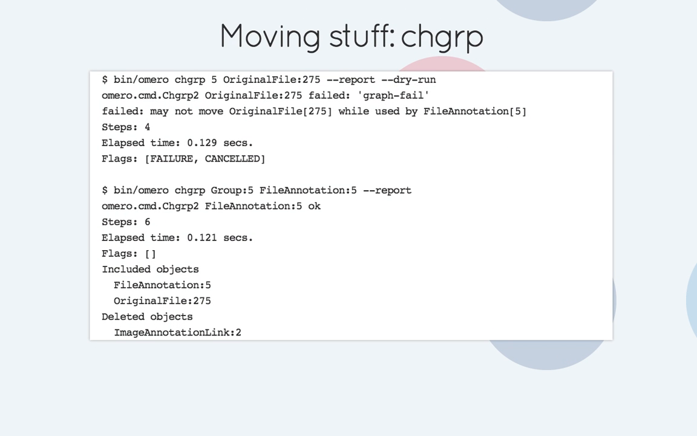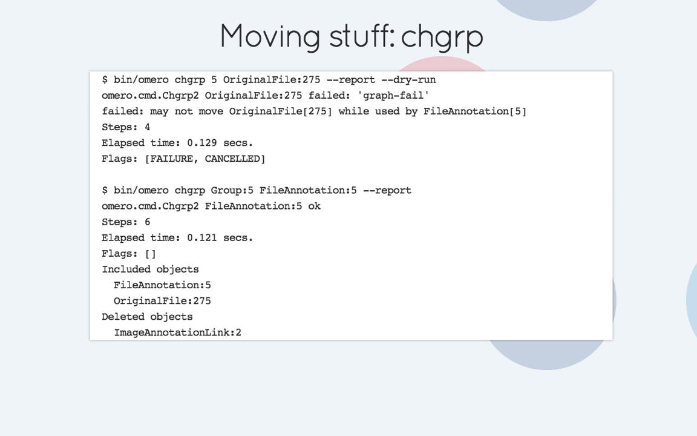So here's an example rather. We try to change the group of the original file, and we're told we can't do that because it's owned by the file annotation, and this is because files on their own can't be moved if they're already connected to something else. So if we go down to the next level, we see we can move the file annotation, and this would include the file annotation and the original file in the move, or the change group rather.